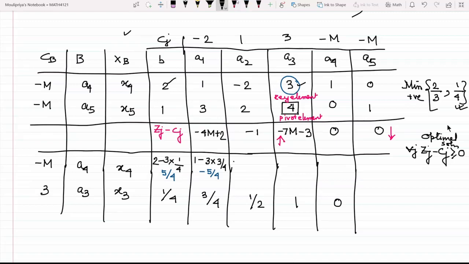Next is, it was initially minus 2 minus 3 into half. So this one is minus 7 by 2. Am I okay with my calculations? Are we okay till this?